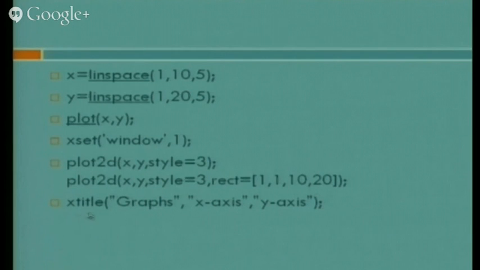Then another way to write the labels: xtitle. Earlier we were using xlabel, ylabel, then title. Here you can write xtitle with double quotes, write graphs, then X axis, then Y axis. So first is the title, then X axis label, then Y axis label. Right?